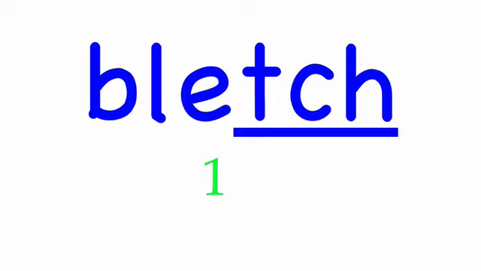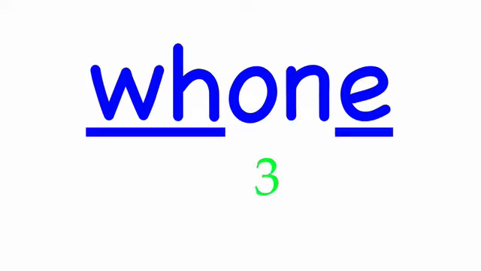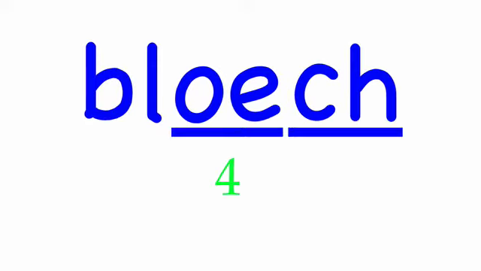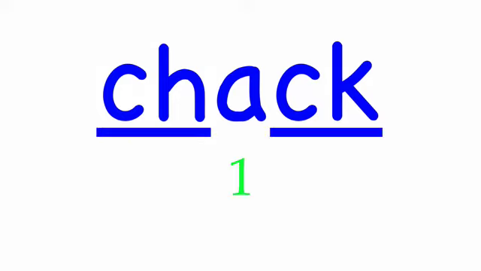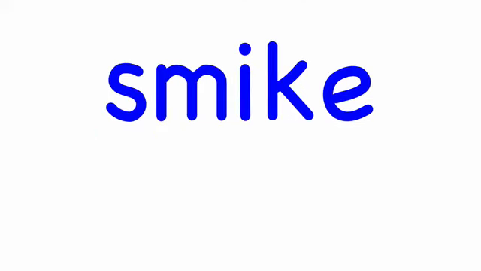Bletch. We can only use a TCH team when there's a short vowel directly in front of it, as there is in this word. Wone. Bloach. Chack. We can only use CK in a word when there's a short vowel directly in front of it, just like TCH. Smike. Row 4.